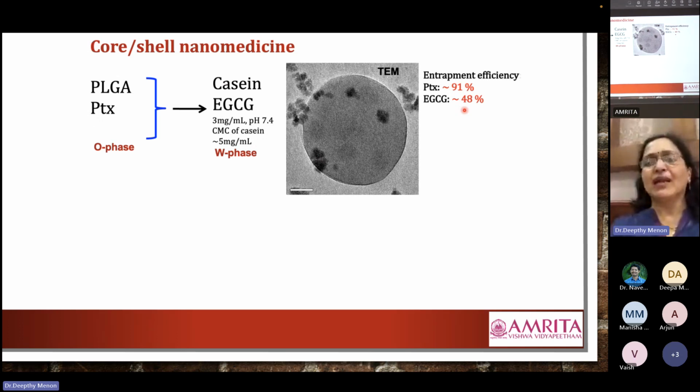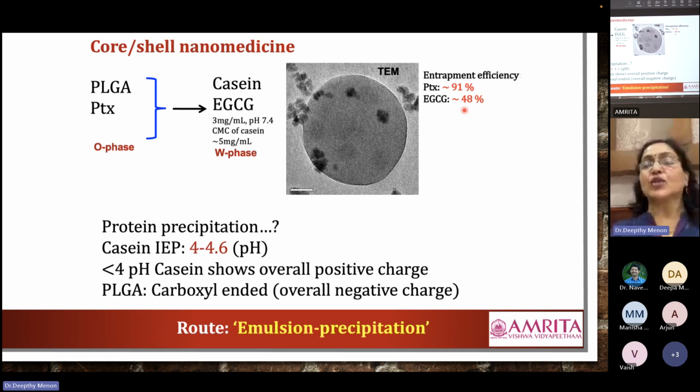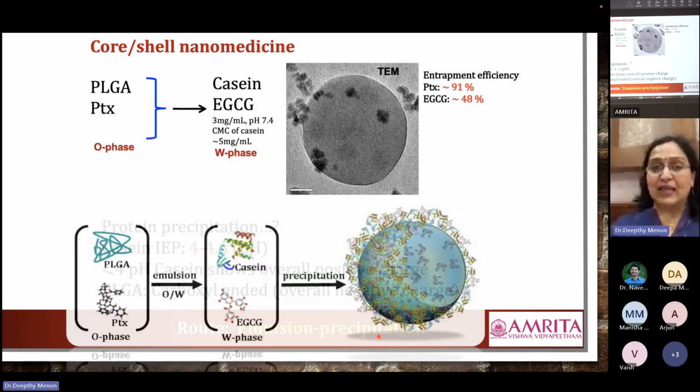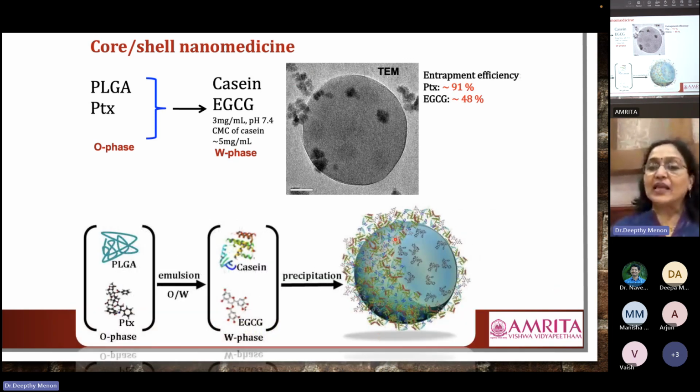What do we do? We understood that casein has to be precipitated. So this is nothing but casein, okay? The protein casein was sitting outside, somewhere, here and there. So we understood that the protein has to be precipitated. So we changed the route from emulsion to emulsion precipitation, such that, you see this, the casein forms a shell like this around your round PLGA.